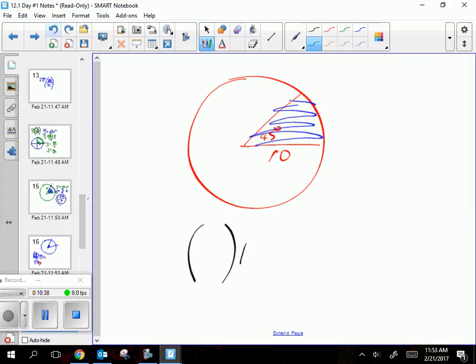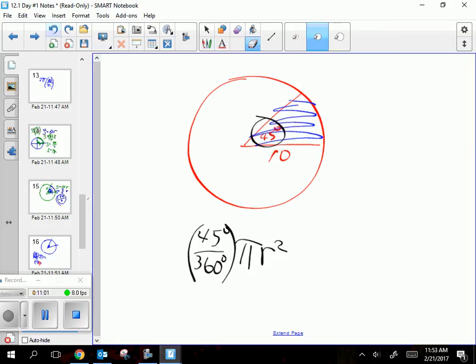Would you agree it's not pi r squared, but it's a fraction of that? What is the fraction of it? Well, 360... and then on top it's 45. Yep, there you go. 45 over 360 times pi r squared. And what is the radius in this case? 10. So r squared would be 100.